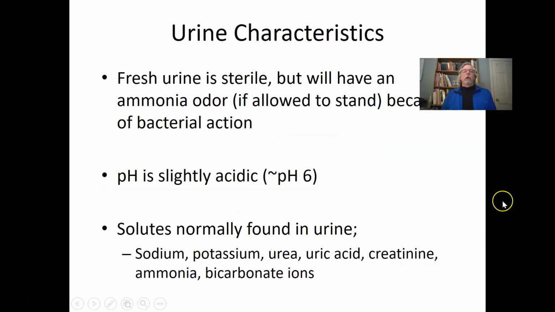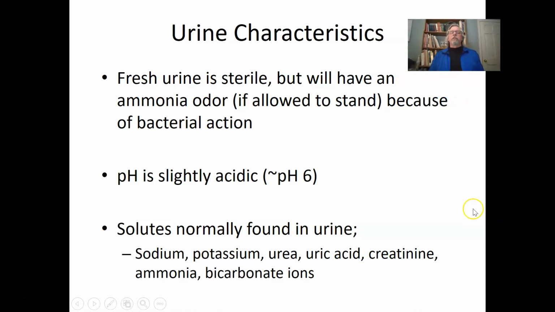Let's see, some other characteristics. Fresh urine is sterile, but if it sits around for a while, it'll develop kind of an ammonia odor due to growth of bacteria in it. Urine is slightly acidic typically. That can vary somewhat depending on whether your blood pH is being adjusted or not.